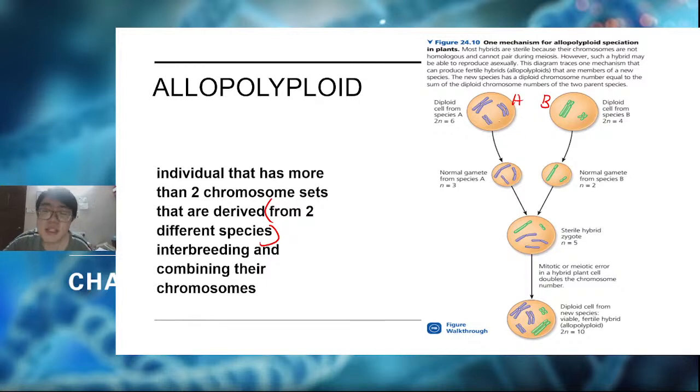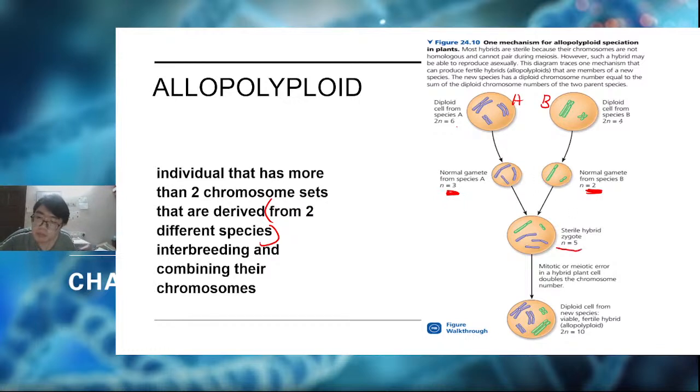They are different species, so their chromosome numbers will be different. You see that this one has 6 chromosomes, and this one has only 4. They undergo meiosis, actually normal meiosis, and this one will form 2 and this one 3. After that they undergo fertilization.